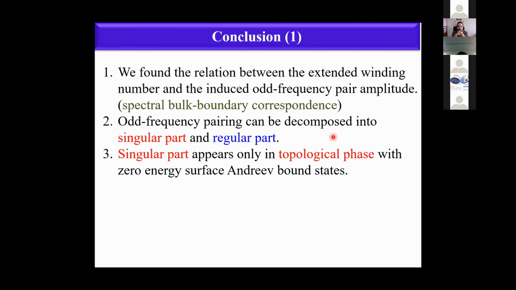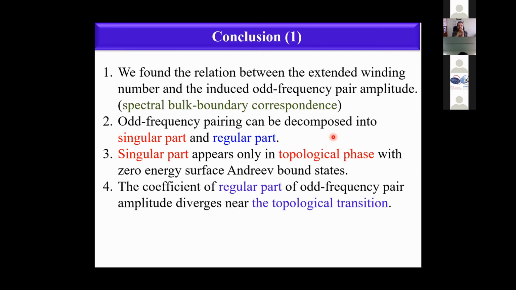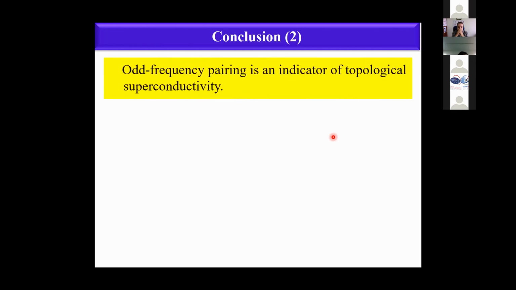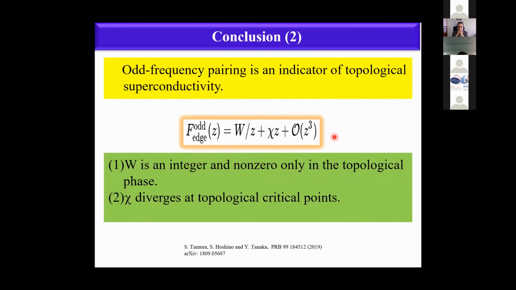So the summary of this part: we found the relation between the extended winding number and the induced odd frequency pairing amplitude. Odd frequency pairing can be decomposed into a singular part and a regular part, and the singular part appears only in the topological phase with a zero energy surface Andreev bound state. And the coefficient of the regular part of the odd frequency pair amplitude diverges near the topological transition. So this is the relation we have derived. And so odd frequency pairing is an indicator of topological superconductivity. W is an integer, as I have already explained, only in the topological phase, and chi diverges at topological critical points.